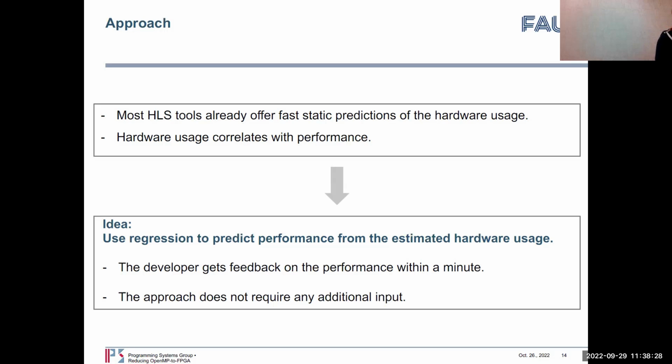So our idea was we wanted to check if we can abuse this correlation and use it to predict performance from the area usage. And that would yield us a measure to predict the performance of your target regions on the FPGA without actually running any of the full synthesis, which takes up days, and without using any additional input. So this is what we did.